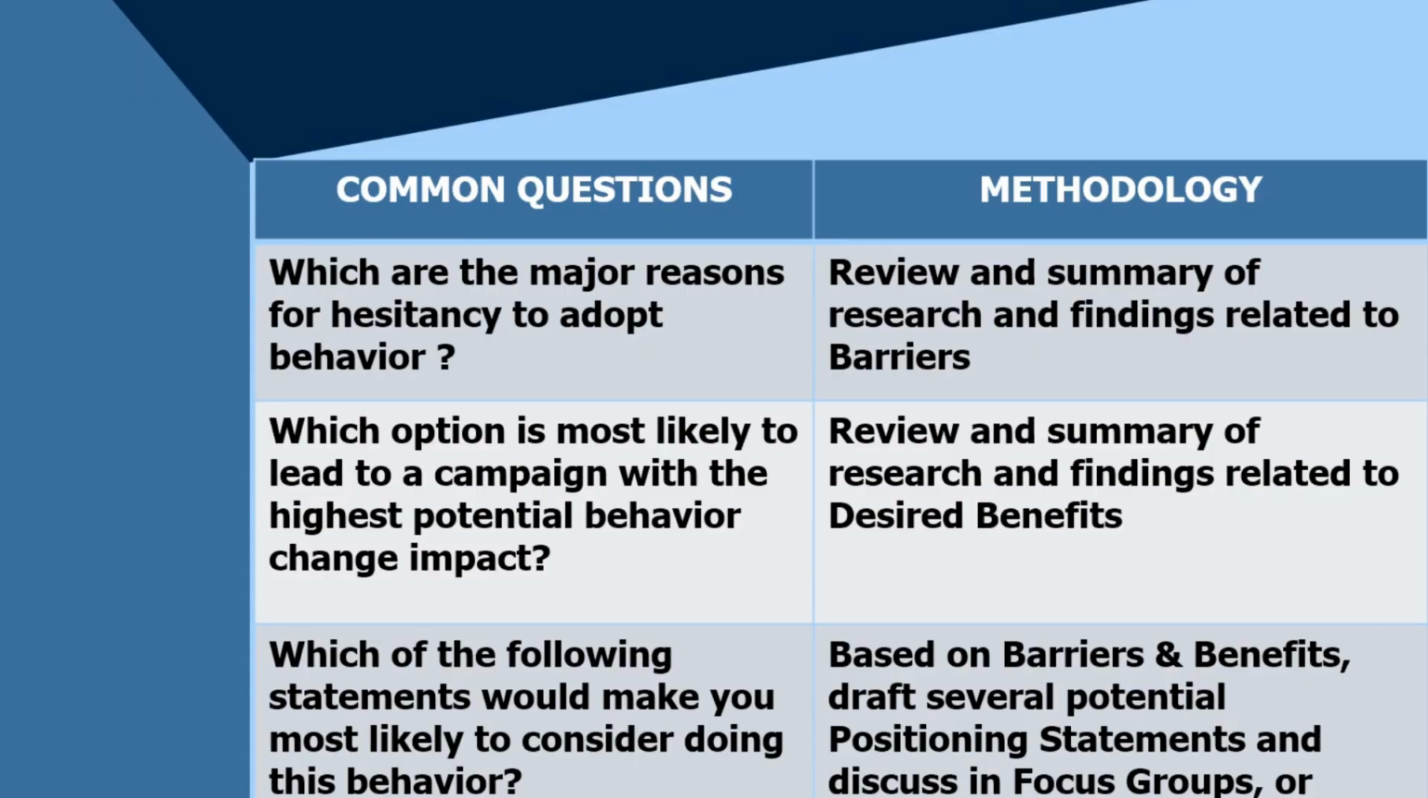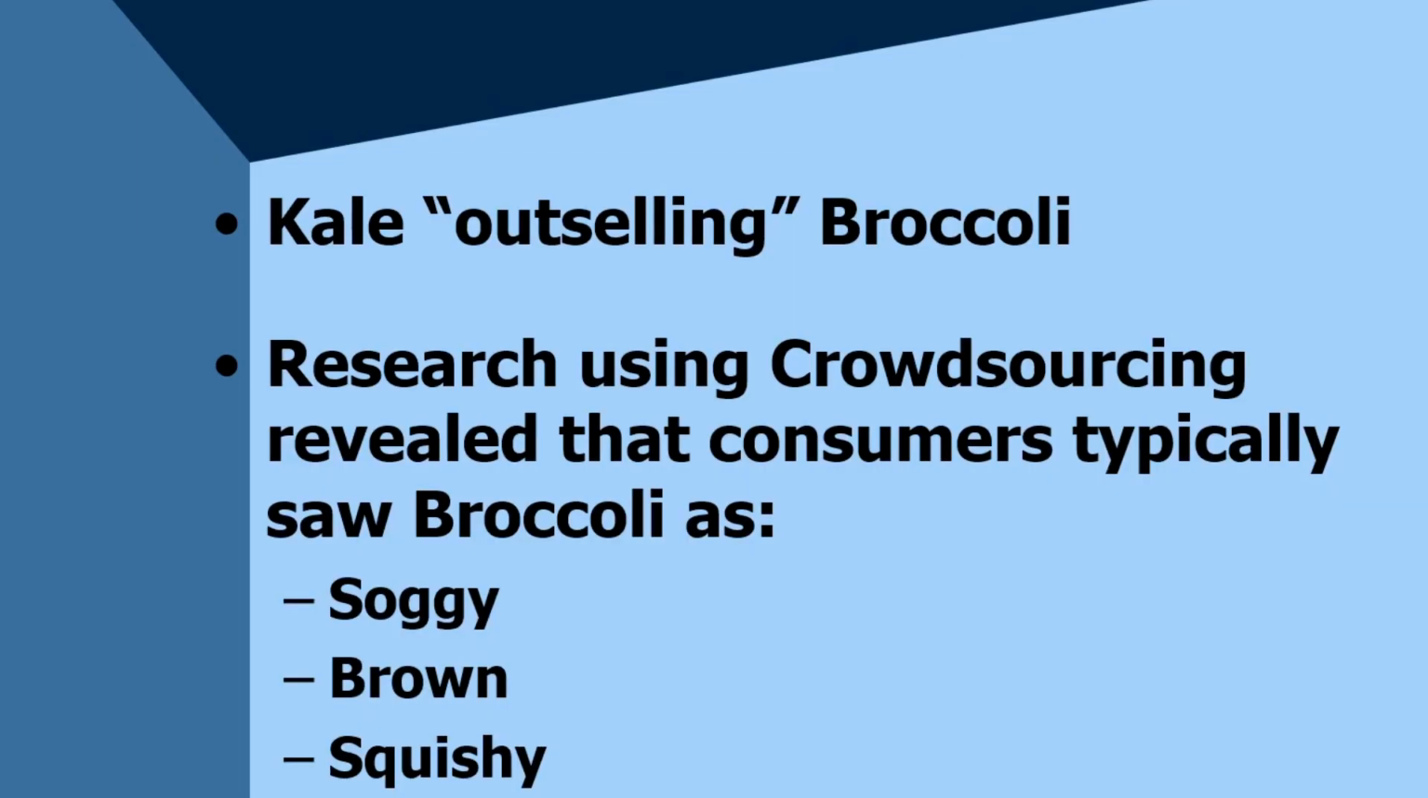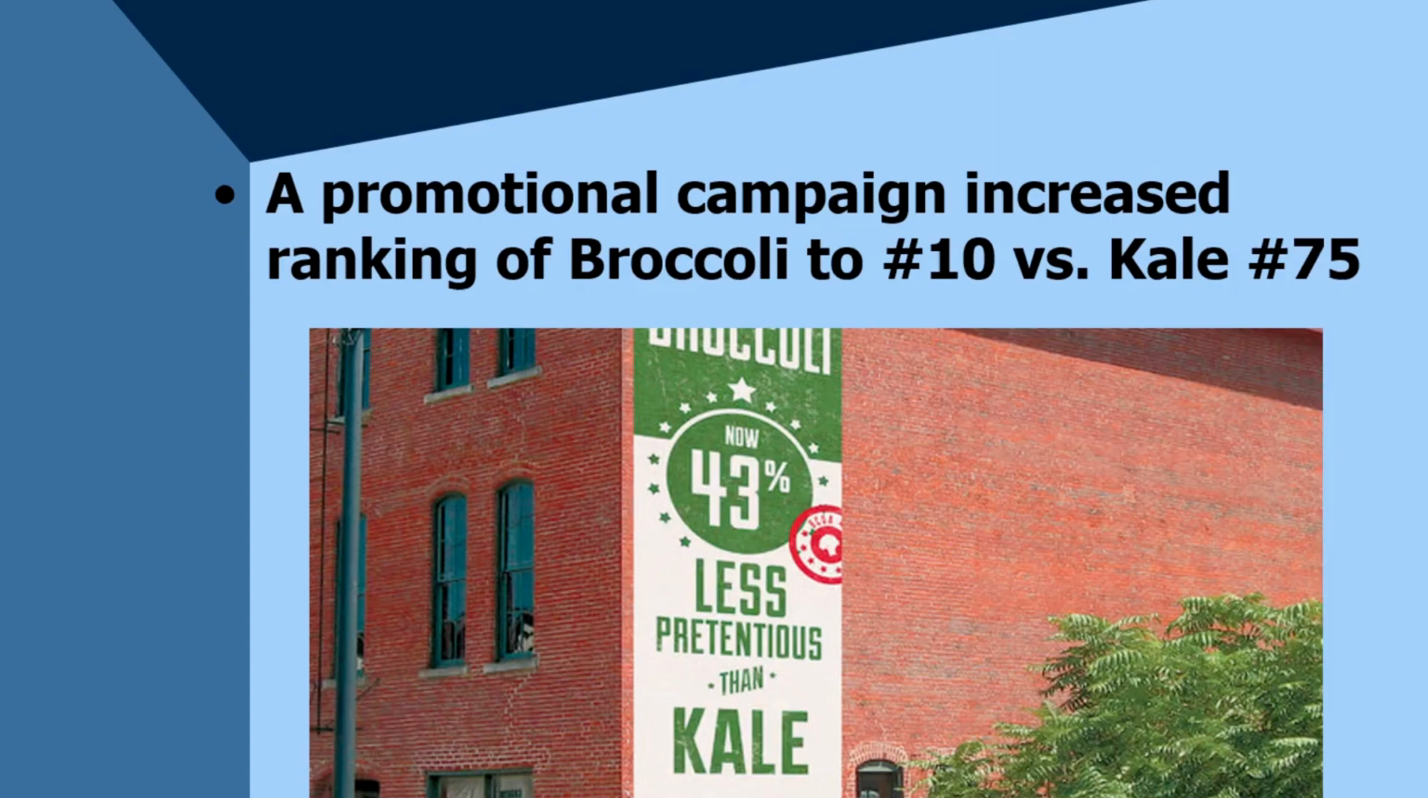Well, based on barriers and benefits, you draft several potential positioning statements and then discuss in focus groups and online discussion boards. A campaign to increase the sales of broccoli versus kale used some research, crowdsourcing, that revealed that consumers typically saw broccoli as soggy, brown, squishy, and smelly. A campaign positioning broccoli as less pretentious than kale helped rank broccoli as number 10 versus kale number 75 in terms of ranking.